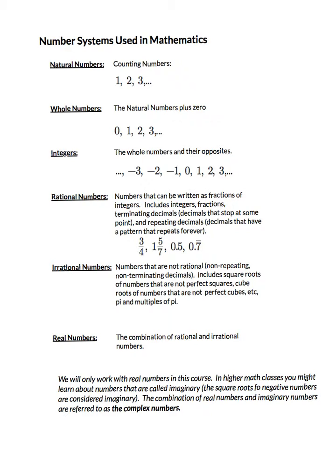In terms of our number systems used in mathematics, the first one that we are introduced to is the natural numbers. The natural numbers start at 1 and increase: 2, 3, 4, 5, etc. Sometimes we refer to these as the counting numbers.